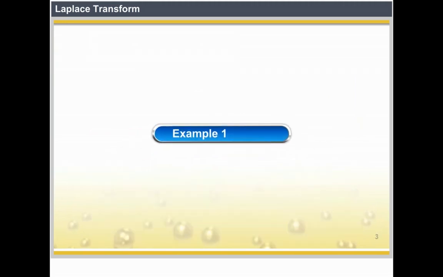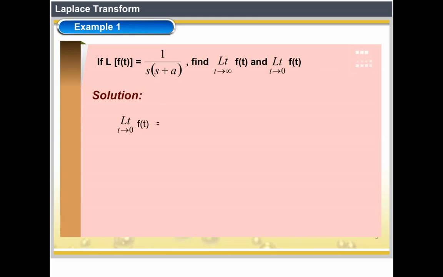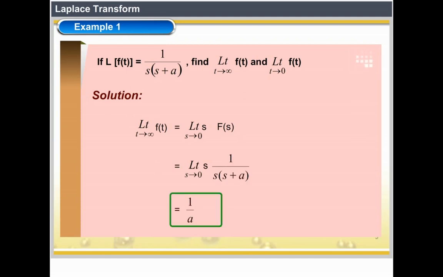Example 1. If L{f(t)} = 1/(s(s+a)), find the limit as t tends to infinity of f(t) and the limit as t tends to 0 of f(t). Solution. The limit as t tends to 0 of f(t) equals the limit as s tends to infinity of s times 1/(s(s+a)), which equals the limit of 1/(s+a), which equals 1/infinity, which equals 0. The limit as t tends to infinity of f(t) equals the limit as s tends to 0 of s F(s), which equals the limit of s/(s(s+a)), which equals 1/a.